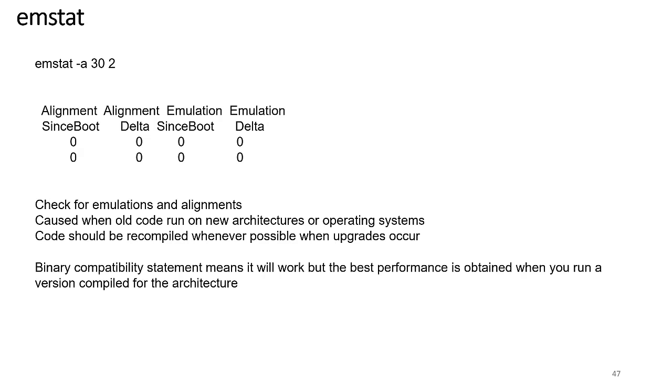IBM states that things that were compiled on earlier architectures and operating systems will be binary compatible with ones in the future, and that is true. You will never see anything in that binary compatibility statement saying, oh, and yeah, it'll perform well. So if you're seeing a lot of emulation and alignment numbers in the EMSTAT command, then you really want to go look at your application to see what's going on and why those are happening.